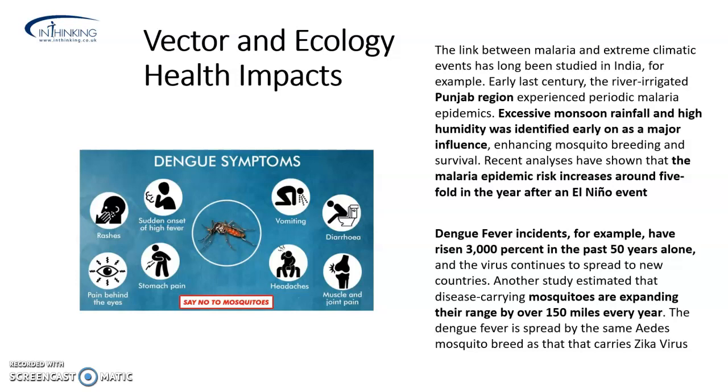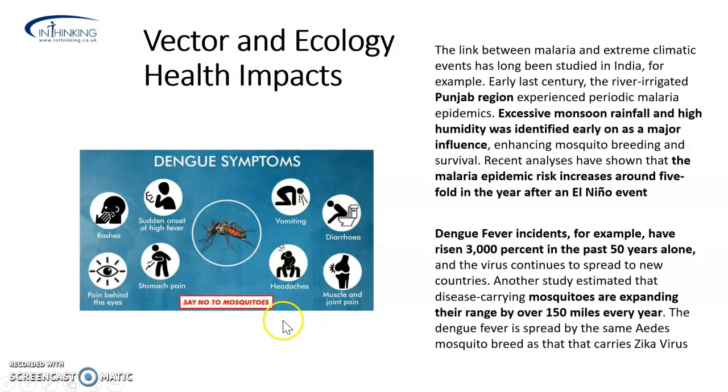So El Nino is to do with that Pacific Ocean current, and the frequency and severity of El Nino events seems to be increasing with climate change, and that's bringing about increased frequency of epidemics. So in addition to malaria, of course, there is dengue fever, and a study has shown that dengue fever has increased 3,000% in the past 50 years alone, and is continuing to spread to new countries. So that's a particularly worrying trend in one vector-borne disease.